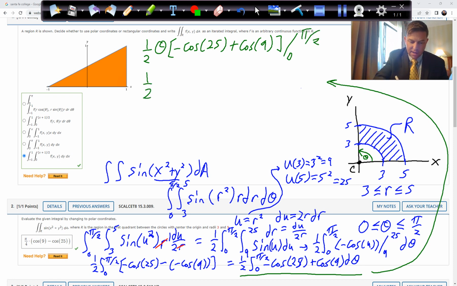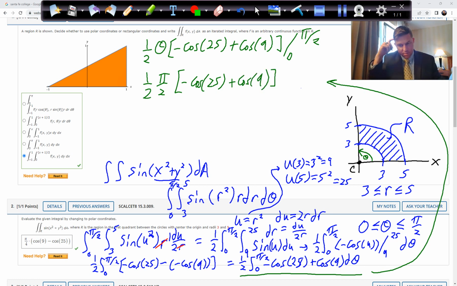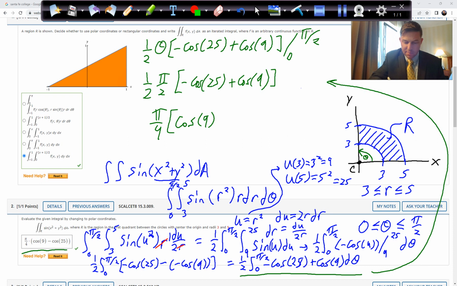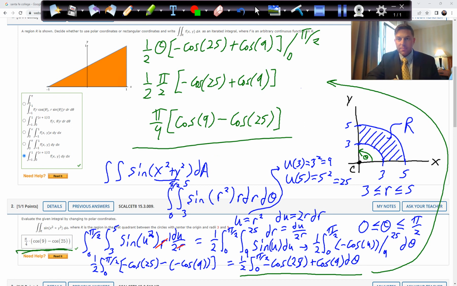So we're going to have 1/2 pi over 2 times minus cosine 25 plus cosine 9. And the 0 we don't have to plug in because it won't add anything to this. So the final answer is pi over 4 times that. And it looks like I swapped the order here. Have the positive term first, that's common. Then the minus term, cosine 25. So that will be the final result for that one.